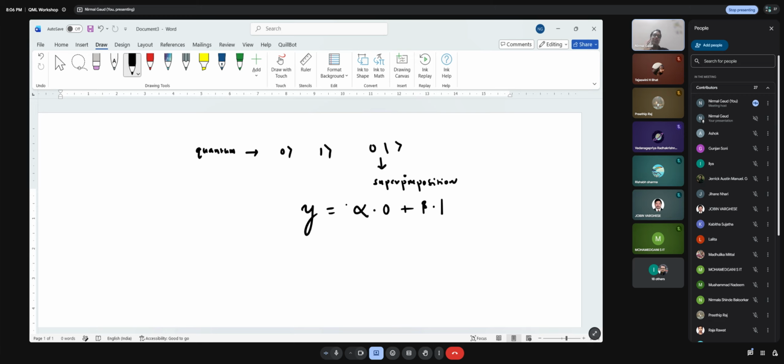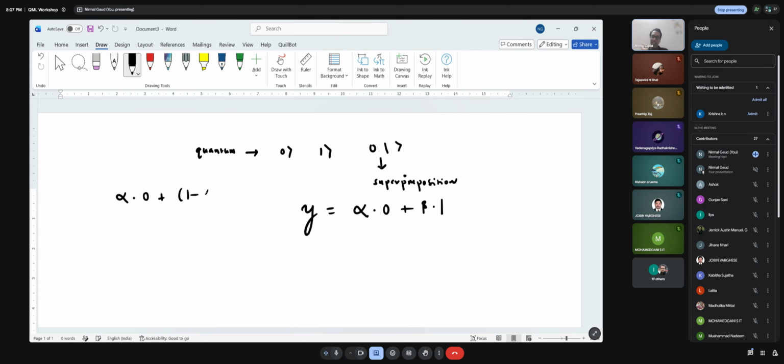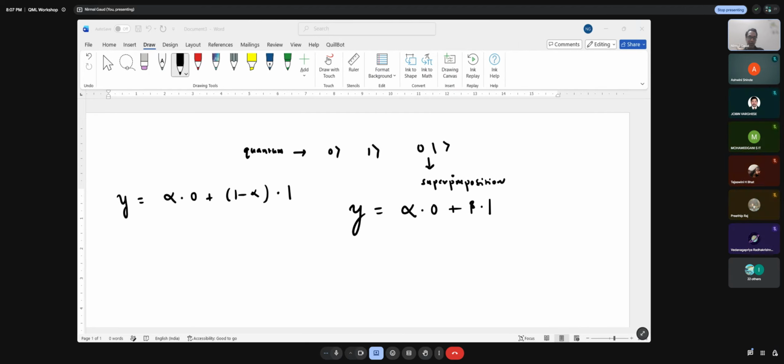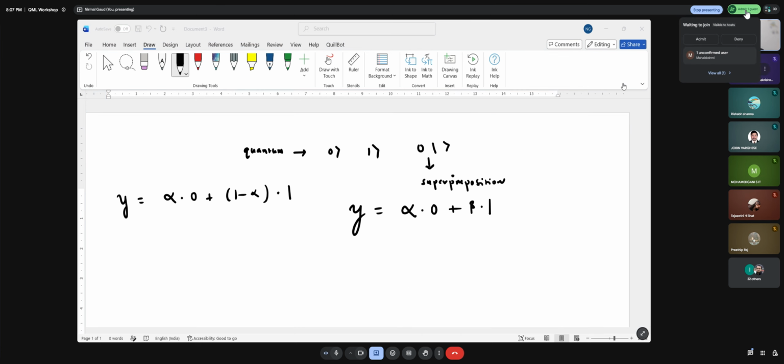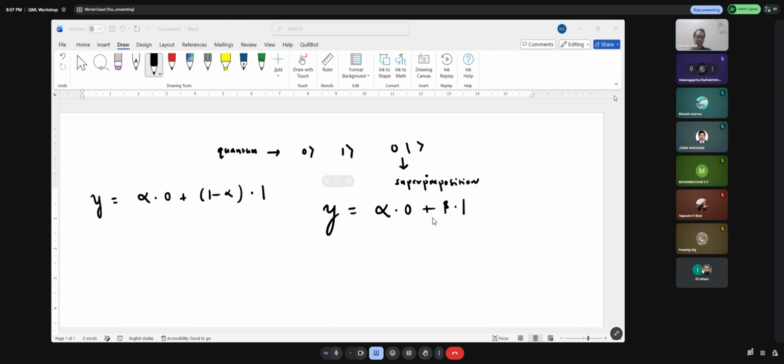Therefore, the quantum equation will be like this. Obviously, there is nothing else by the help of which we can describe a quantum equation. One point came into my mind. If I write alpha 0 plus 1 minus alpha 1, does it make any kind of sense? Then I thought that we have gone through different quantum gates, and according to the quantum gate and the condition of quantum probability, whether it will be satisfied or not satisfied, that will be a problem.